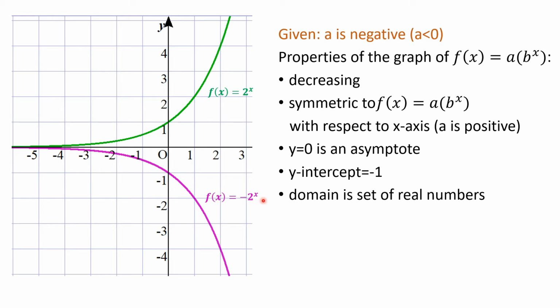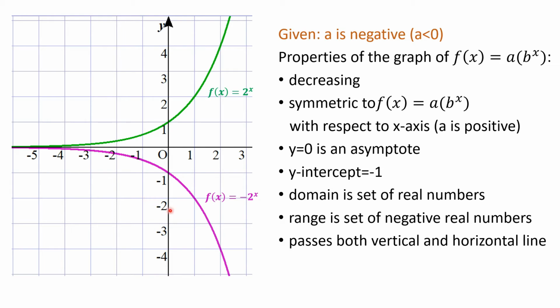Fifth, the domain is the set of real numbers. So the value of a does not affect the domain. Still, x may take any value in an exponential function. For the set of y values, or range, it is the set of negative real numbers. So y may take any negative value, but it can never be 0 or any positive number. It just gets closer and closer to 0, or it only approaches 0, but it will never be 0.